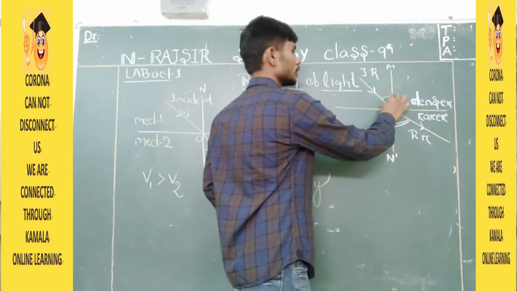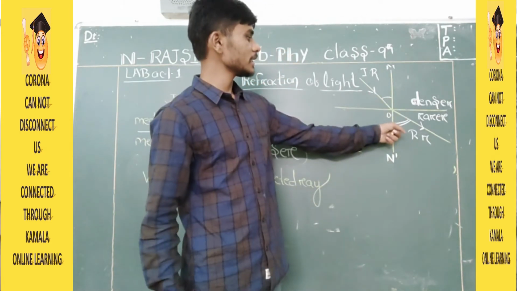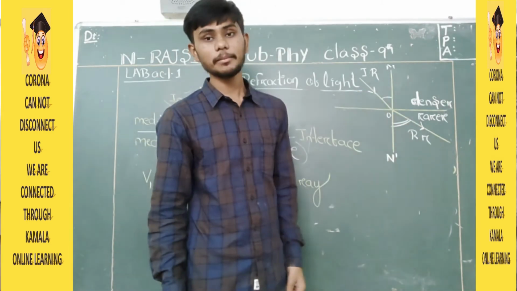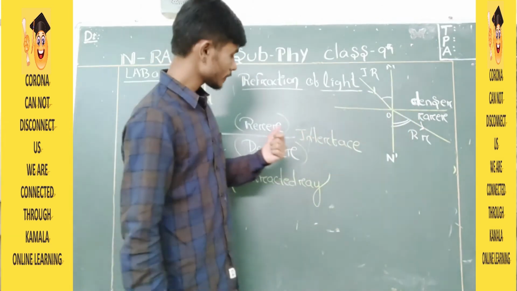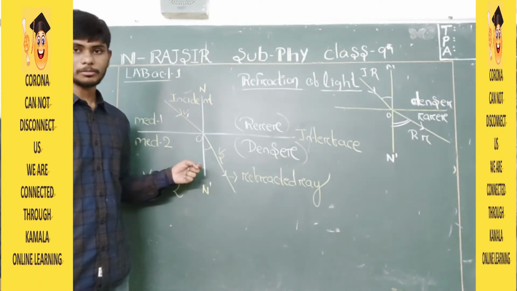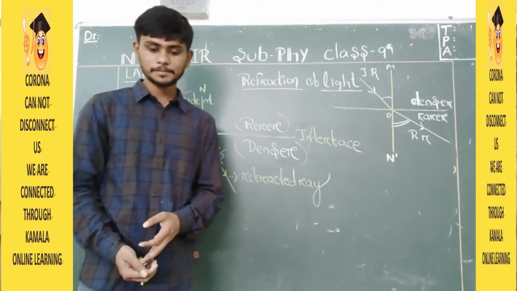See, this angle is bigger. Why? Because the ray of light is coming from a denser medium to a rarer medium, so it will go away from the normal. Here, when light comes from a rarer medium to a denser medium, it will come closer to the normal. In this way, the bending should happen.